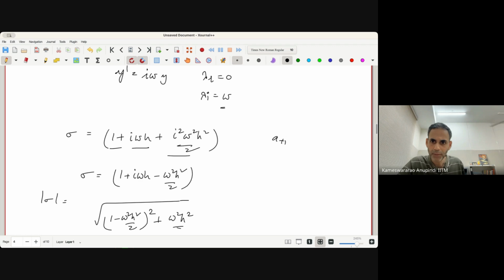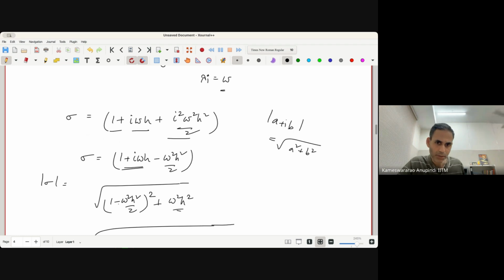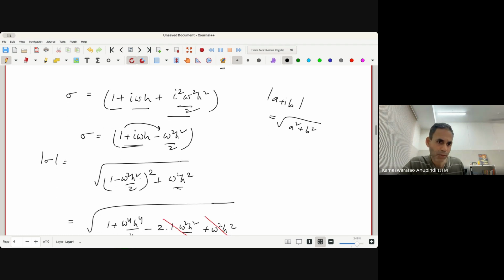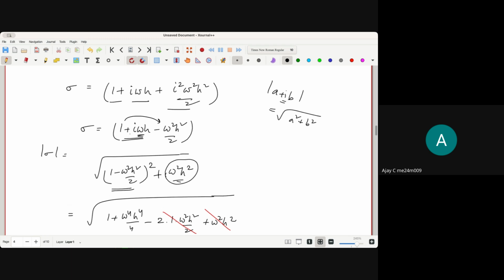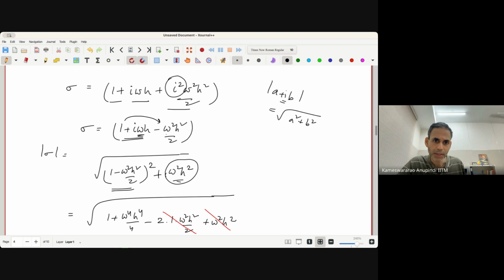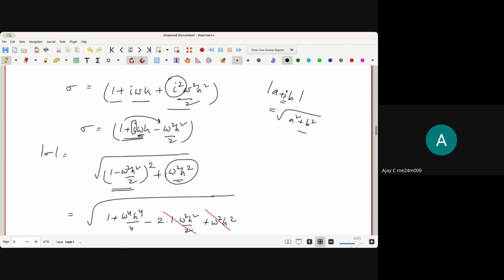So if we have a plus ib, the magnitude of a plus ib is the square root of a squared plus b squared. Okay, so 1 minus omega squared h squared is the real part, plus i omega h. The imaginary part is omega h, and its square is omega squared h squared, right? This is like ib. I squared will become -1, but you will not consider i squared here, because this is the imaginary part. So the magnitude of a plus ib is the square root of a squared plus b squared. Understood, sir.